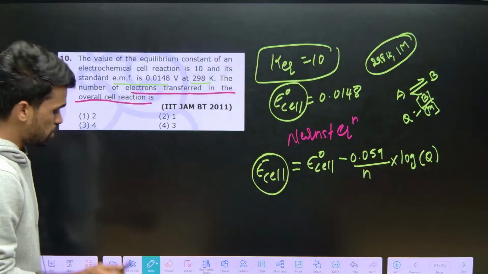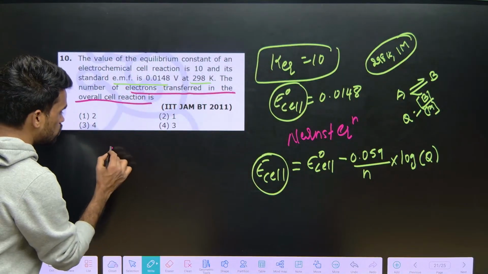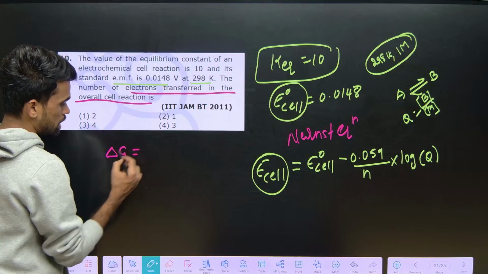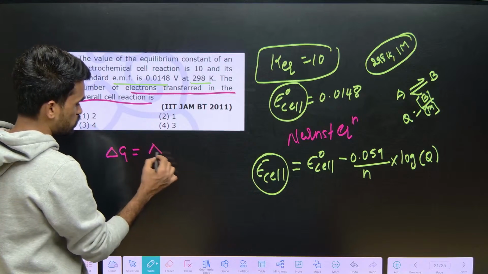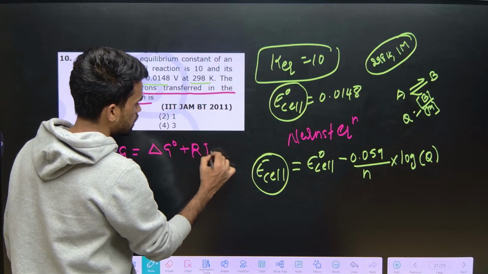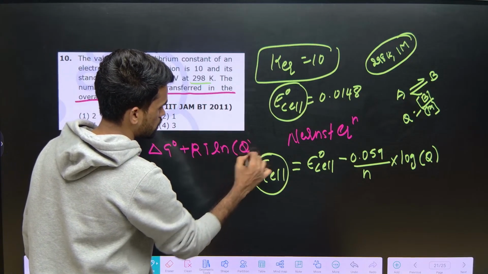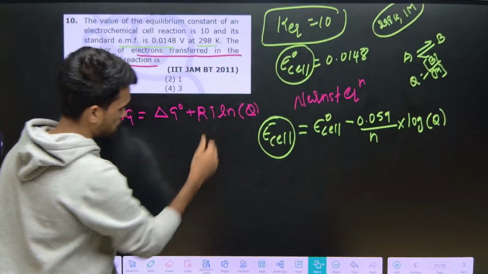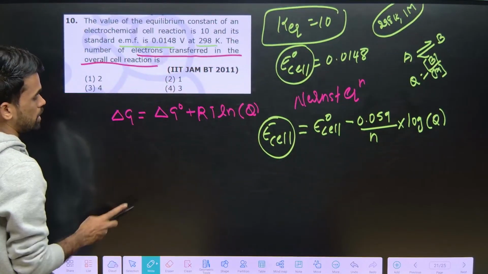This might be the biggest question you have. So I will tell you the basic derivation also. Delta G, meaning the Gibbs free energy, equals delta G naught plus RT ln Q, you need to write here. Okay. Now let me give you the derivation, then you can use it for any reaction.